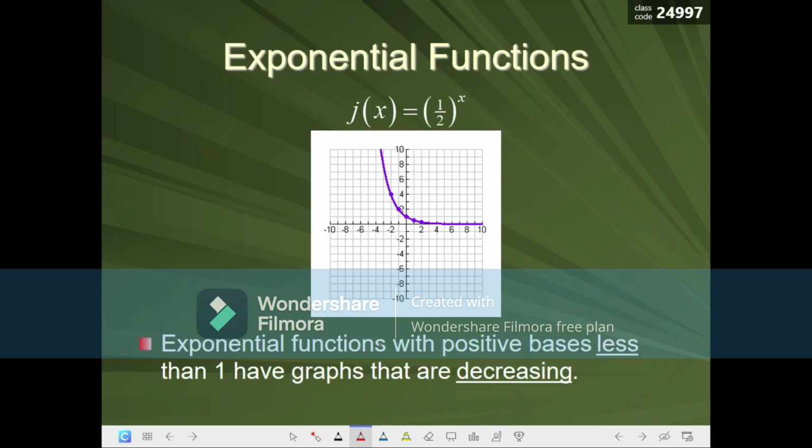Now, exponential functions with positive bases less than 1 have graphs that are decreasing. So the graph here is decreasing. Remember, 1/2 is the base and it is less than 1. If the base is less than 1, the graph is decreasing, meaning from left to right, it's going down. Look at that. And it is asymptotic to the x-axis. Again, it will never intersect the x-axis.